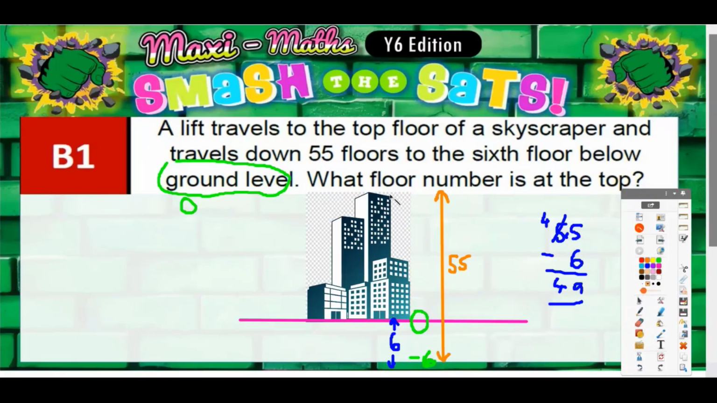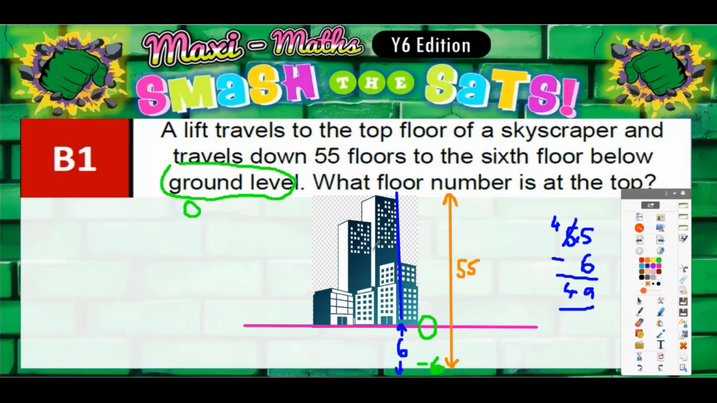So from the top down to here, let's do that in blue so it matches in with the picture. From the top down to here, that is going to have to be another 49 floors. And then that makes sense because we did 55 floors from the top right down to the very bottom. 6 of those are below 0 and 49 are above ground 0. So 49 and 6 makes 55 altogether. Therefore, the top floor must be floor 49. Final answer is 49.